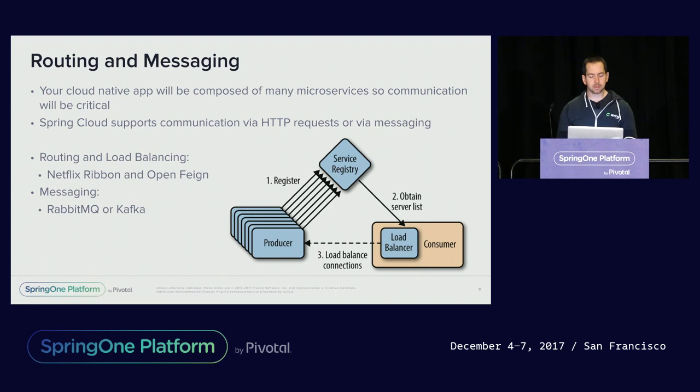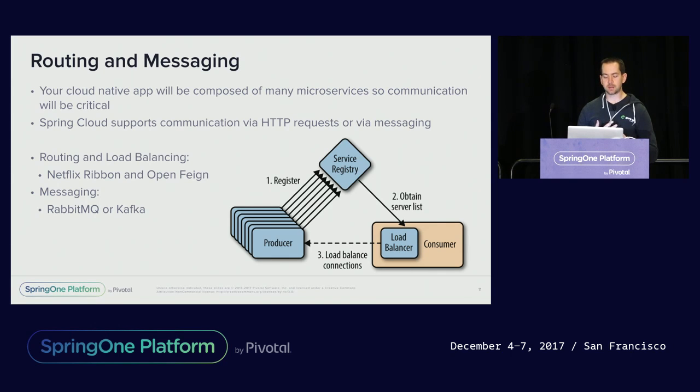So routing and messaging works alongside service discovery. Your apps are going to want to talk to each other, right? Like we said, we're going to want to make requests between the different microservices. Those requests can be made via HTTP or some type of asynchronous messaging protocol as well. Your microservice is going to talk to the service registry and figure out where the service that I want to make a request to is located, and then use some form of routing or messaging to make that request.